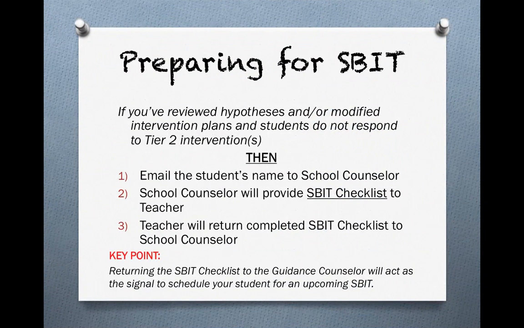To refer a student to SBIT, first email the student's name to the school counselor. The counselor will email you the SBIT checklist. The SBIT checklist is designed as a tool to help you prepare for the SBIT process. You do not need to print out or attach the information to the checklist. Instead, you will use the checklist to determine if you have the information which will be required for the meeting.